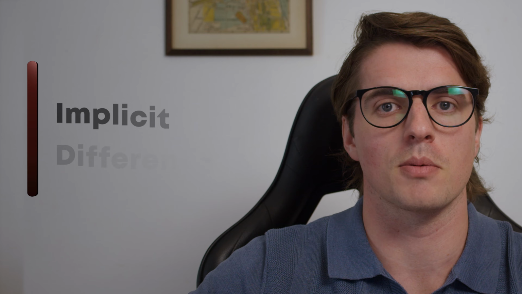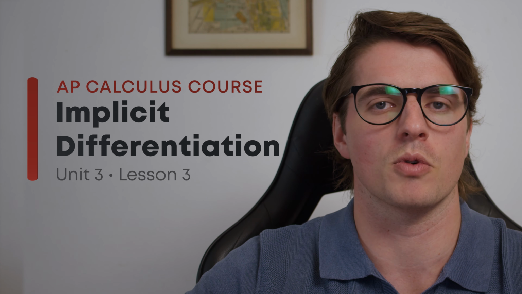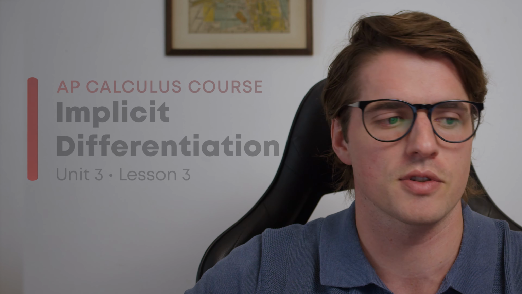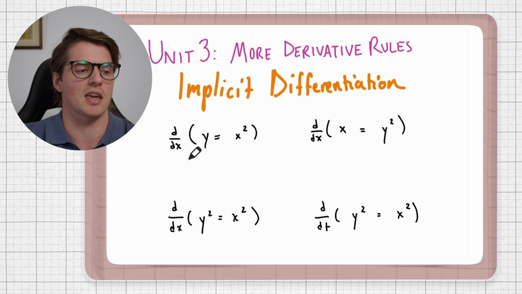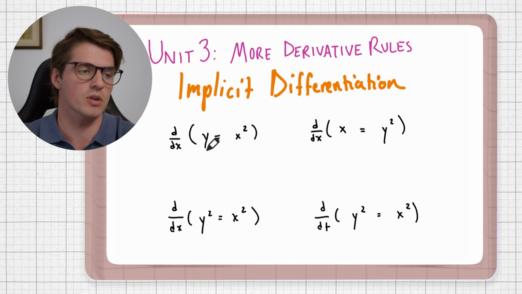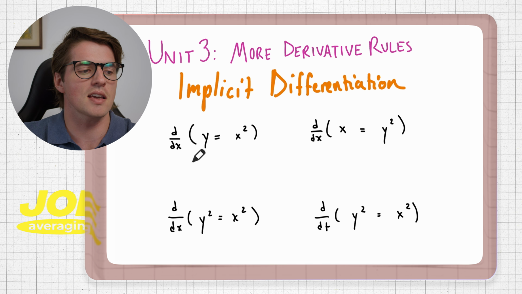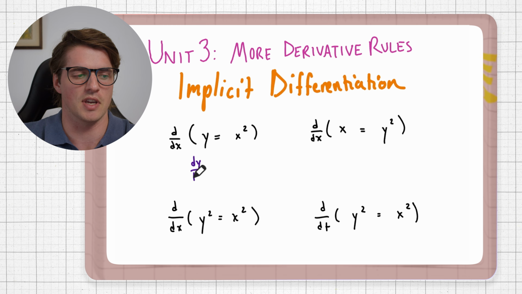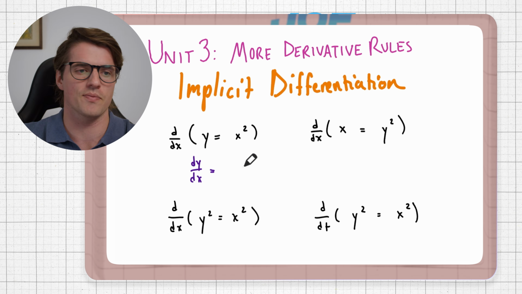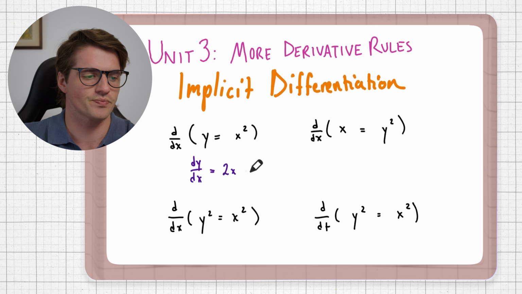Today we're going to be talking about implicit differentiation, which is a very important topic and we'll continue to use throughout the course. Okay, so what does it mean? Well, normally when we're taking the derivative, we can take the derivative of the whole equation, d/dx of y equals x squared, and the y turns into dy/dx, right? We've seen that. And the x squared will turn into 2x.